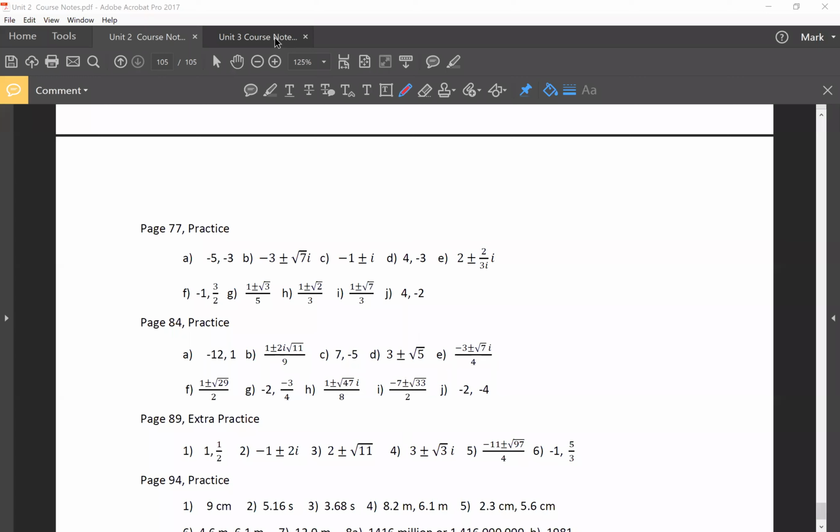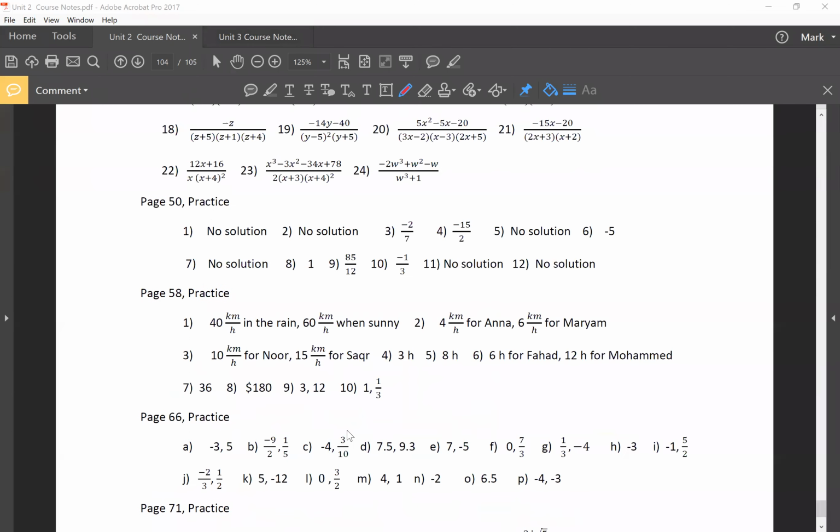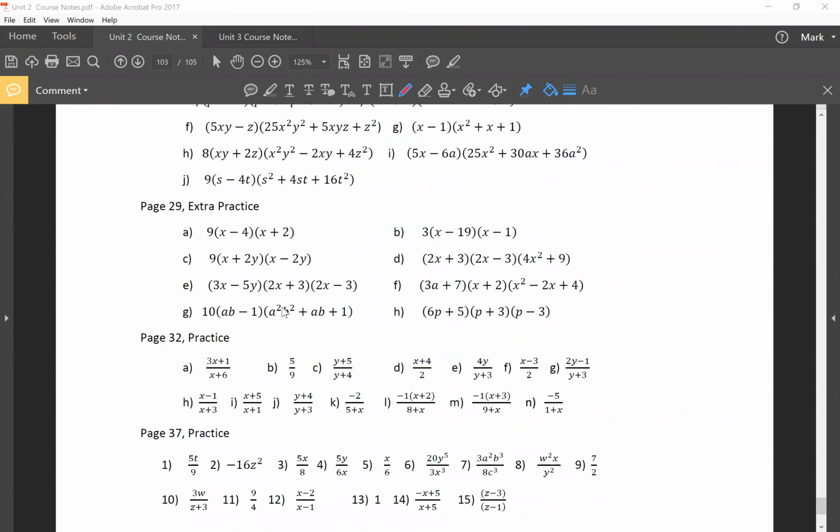It's on the print me course notes, yes. Thank you for that. Again, if you go to the Unit 2 print me course notes, it's right here. So at the end of the Unit 2 print me course notes, you can see your answers.